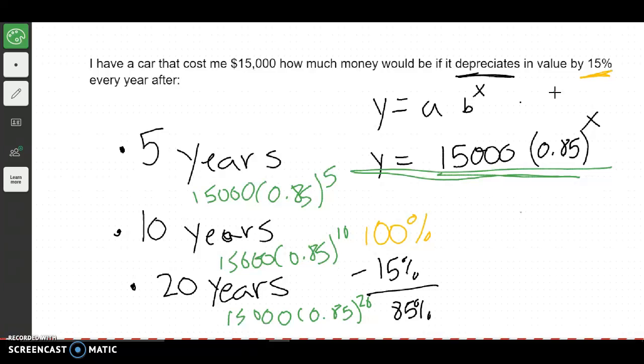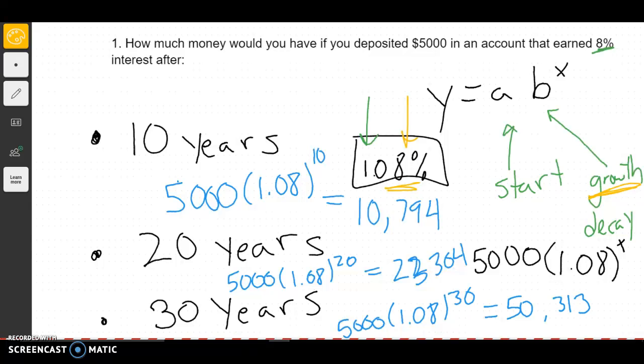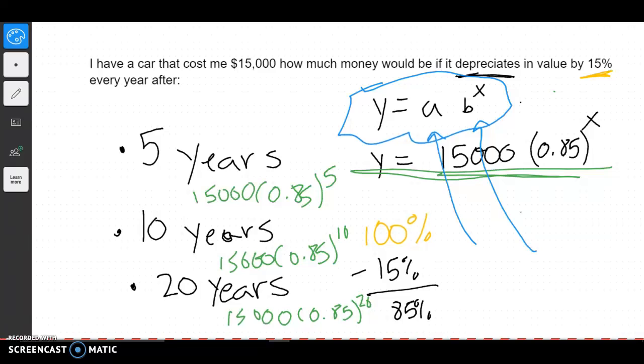So that's the basic idea of what we're going to do today. We're going to use this y equals ab^x formula. A will always be our start value. B is going to be our growth or decrease. If the thing grows, you want to start with 100% and add your 8%. If the thing decreases, you want to start with your 100% and then subtract. Okay. So that's the basic idea for these things.